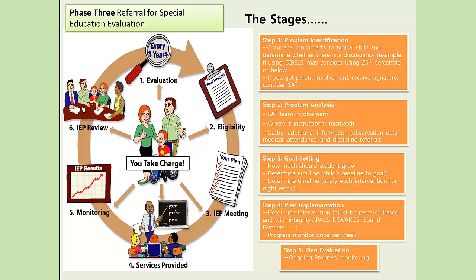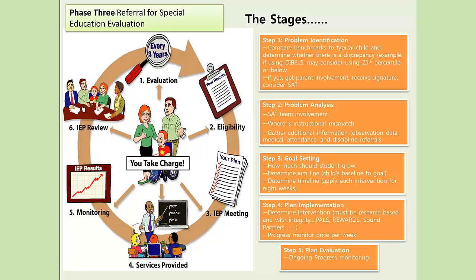Phase 3, Referral for Special Education Evaluation. If after interventions in the general education classroom, the student continues to experience difficulties, the students, teachers, and personnel may refer the child for a special education evaluation.